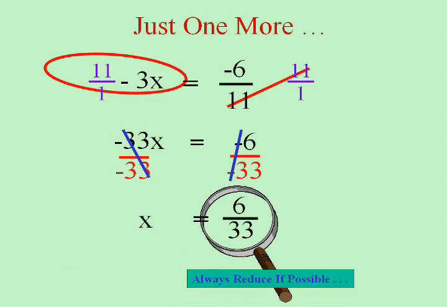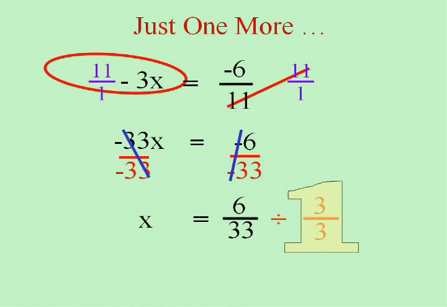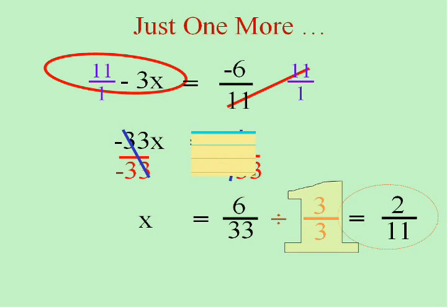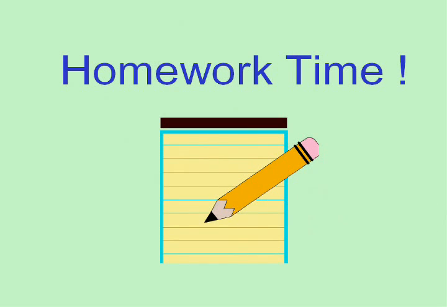Don't forget, a lot of these answers are going to be fractions, so you'll always have to reduce a fraction if you want full credit. I'll divide top and bottom by 3, and the answer, the final answer, is 2/11. Pretty cool, huh? Okay, go practice it before you forget, and it'll work every time.